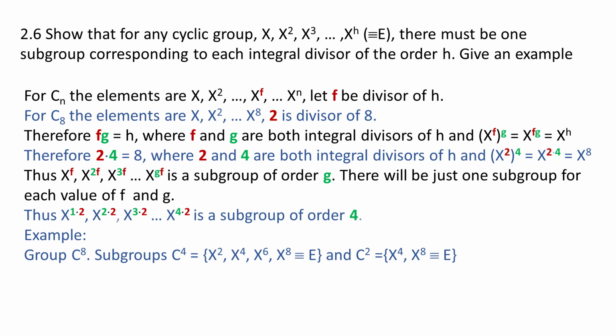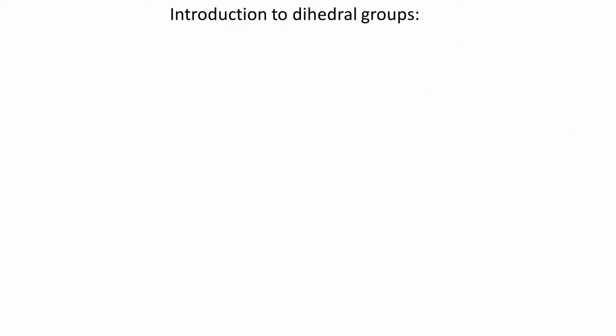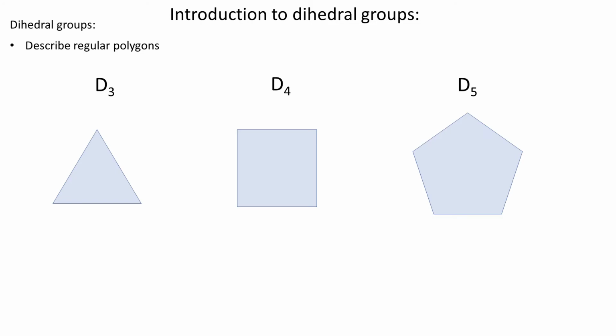The answer is obvious, and I will leave it for you to analyze. It is just a written form of what we just showed graphically. Let's move on to the second very important category of groups, dihedral groups. Dihedral groups describe regular polygons: regular triangle D3, square D4, pentagon D5, etc.